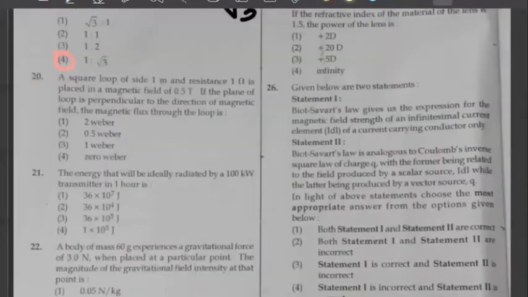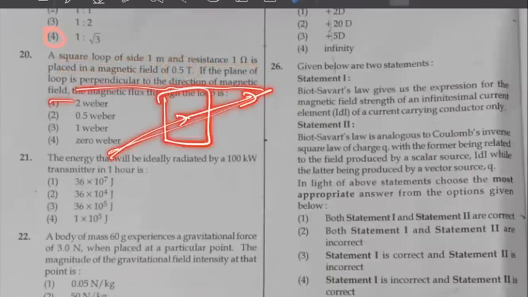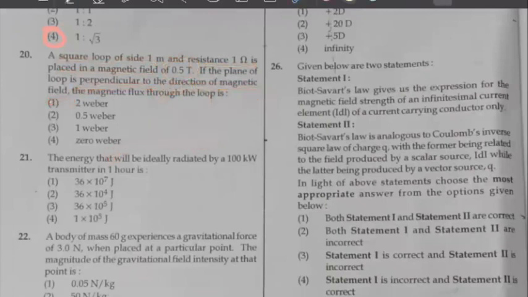Okay, so the next one, they have given us a square loop of side 1 meter. Resistance is 1 ohm, placed in a magnetic field. B is given to us. The plane of the loop is perpendicular to the direction of the field. So they want the flux through the loop. Very simple, phi is going to be B into A, and the angle is 0 between B bar and A bar, because the normal to the plane of the coil and the field are in the same direction. So it's simply B into A. The B value is given as half, and the A value is area, side squared, so 1 squared. So the answer is half, 0.5 Weber.